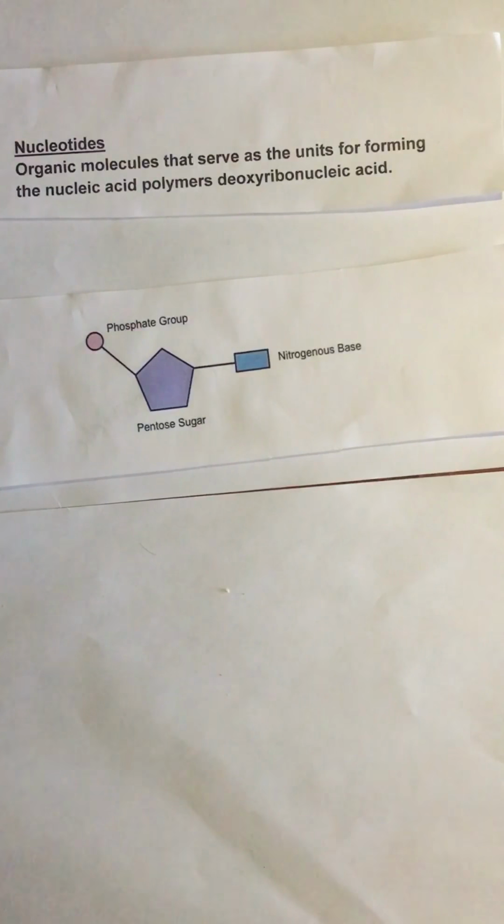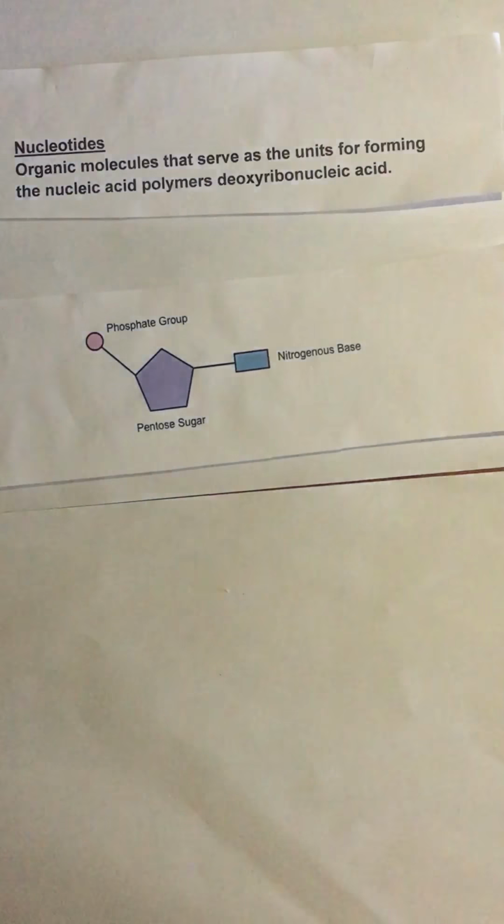These bases and sugars are all part of a complex called a nucleotide. Nucleotides are organic molecules that serve as the units for forming the nucleic acid polymers of deoxyribonucleic acid.